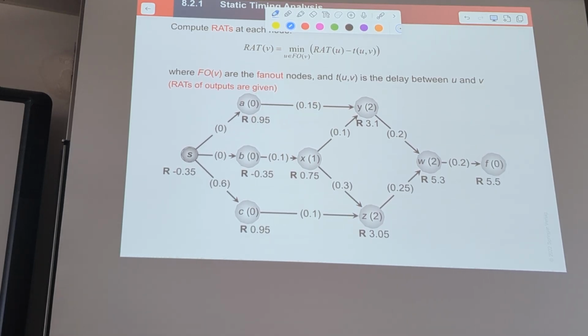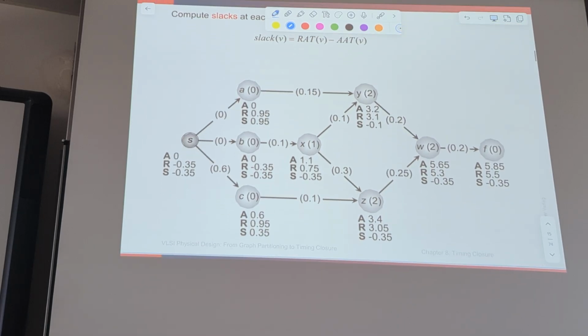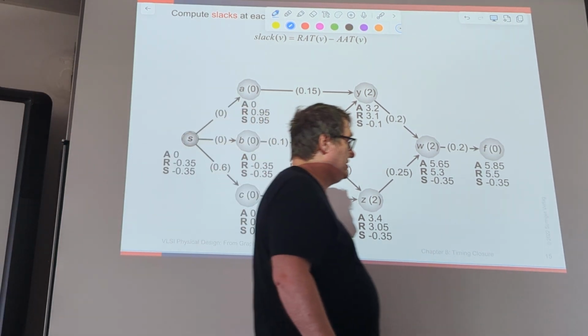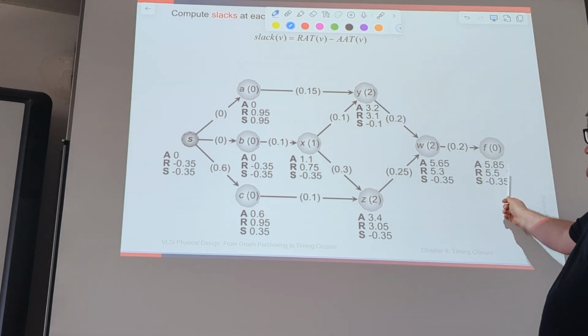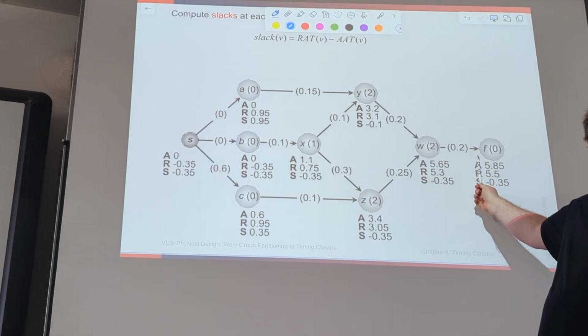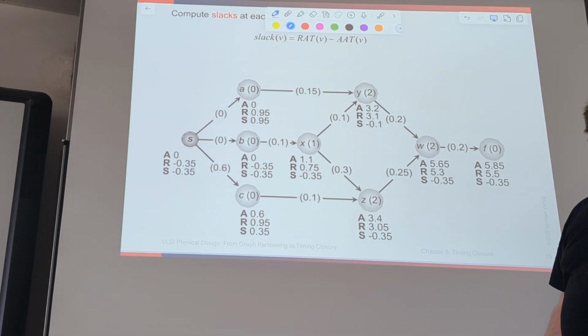0.35 required time is so to say negative. So now you can compute the slacks at every node. We did that for this inverter example. So our required time is 5.5, our arrival time is 5.85. If you subtract that, you get a negative slack.